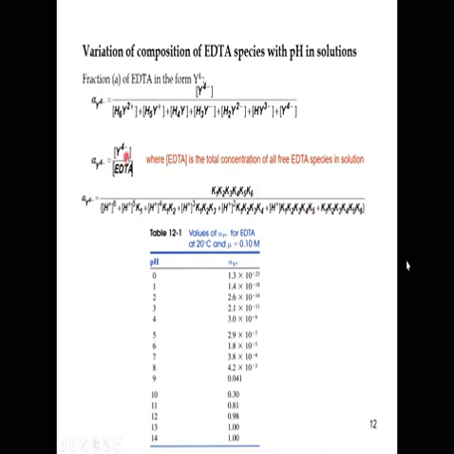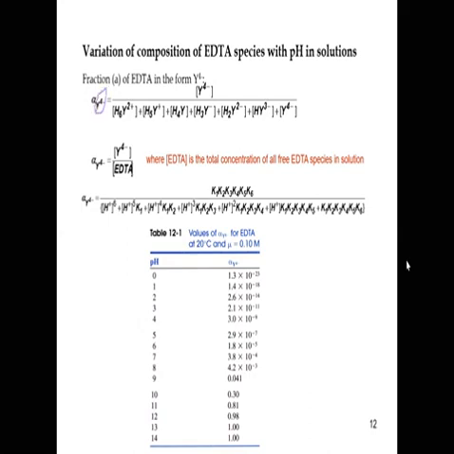So for Y4-, what is alpha actually? It is sort of a ratio. It gives the degree, or the fraction, of that particular species. Alpha indicates the fraction of that particular EDTA species. What is the EDTA species? Now we consider Y4-.